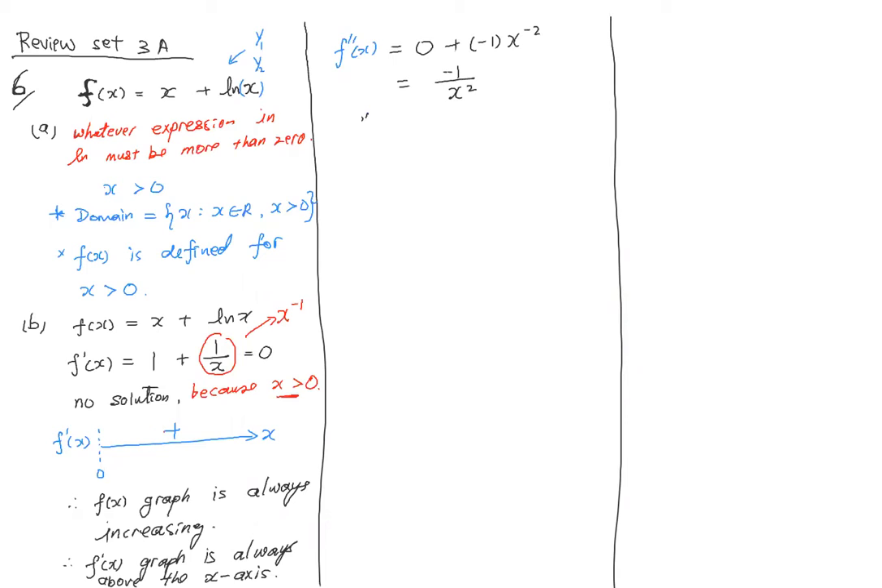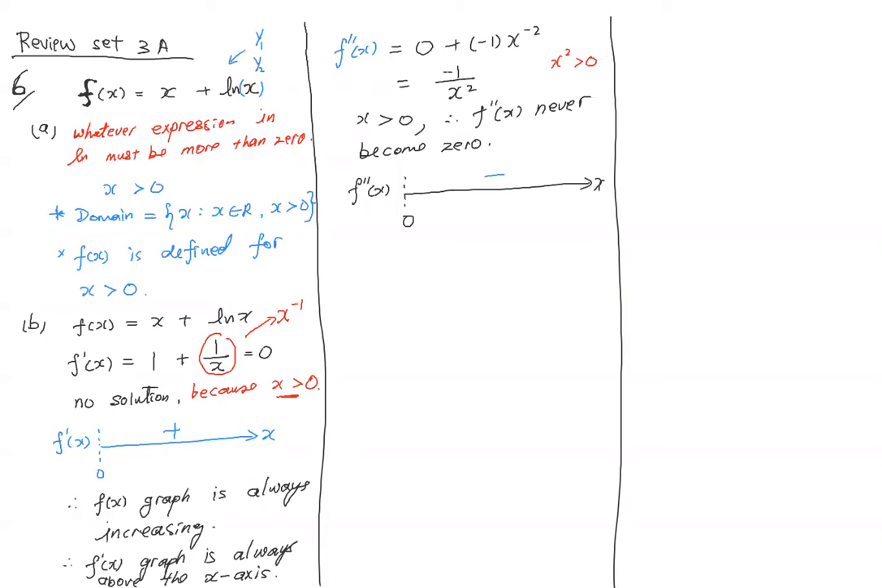So x is always greater than 0. Therefore, f''(x) never becomes 0. Correct? So there is no x-intercept. So when I draw the sign diagram of f''(x), it will start from x equal to 0, cannot be equal to 0. I put a dotted line, and here x. And we know the true fact that x squared is always more than 0. So -1 divided by a positive number will give us always negative.